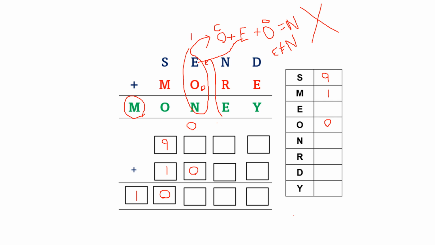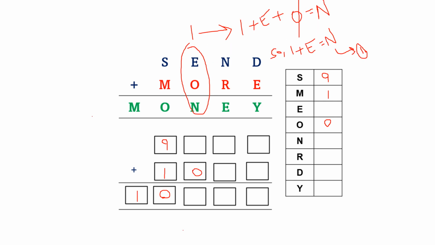The carry may be from adding this N plus R, that should result in some carry to the next digit. So with the assumption, we must get a carry from the next one. Okay, to get a carry, what happened? 1 plus E plus O is equal to N. Here O is equal to 0, so it is 0 now. Then what about that value? 1 plus E is equal to N. So we'll get this equation 1 plus E is equal to N. Still we don't know the value of E and N. Okay, we'll take this as an equation. Then go to the next one.